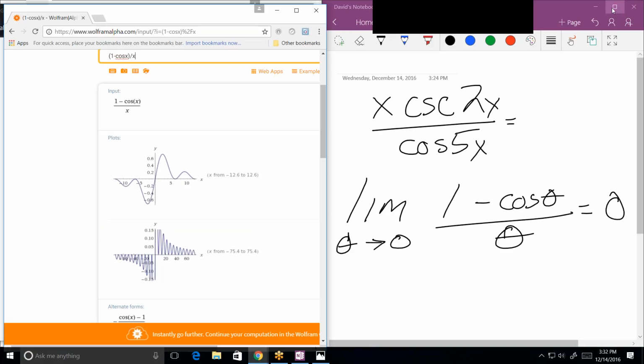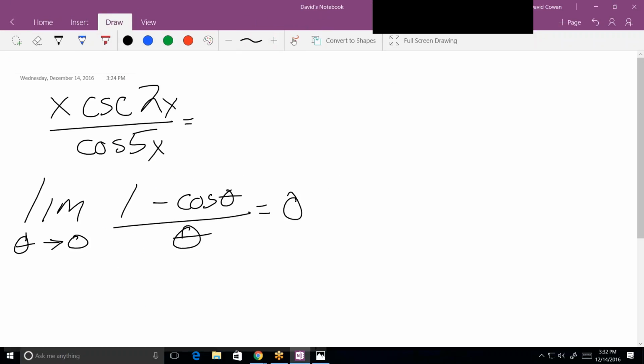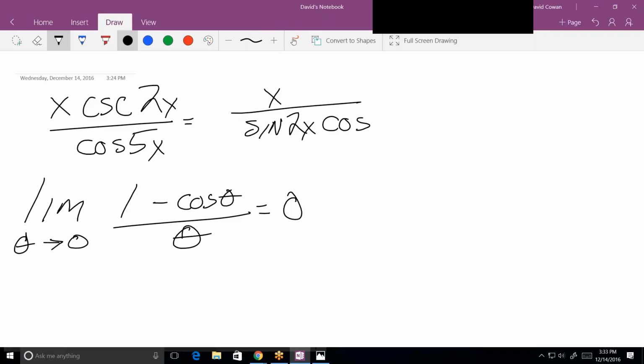Maybe if we rewrite we could figure it out. Let's see. If I rewrite this as x over, the cosecant is sine in the bottom, right? So if I rewrite it, now we're getting somewhere. Yeah. Now what can I do? In other words, now I've got a key part right there. If I can get the top to say 2x, I know what that part of the limit is. Right? What would I have to do? Multiply top and bottom by what number? 2. It's got to be 2x over sine 2x.